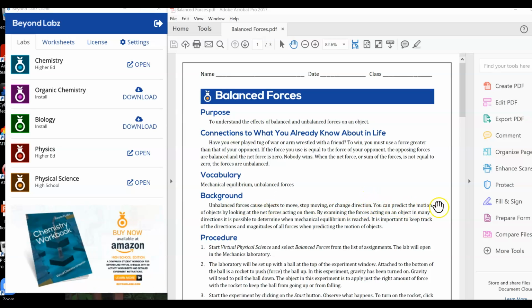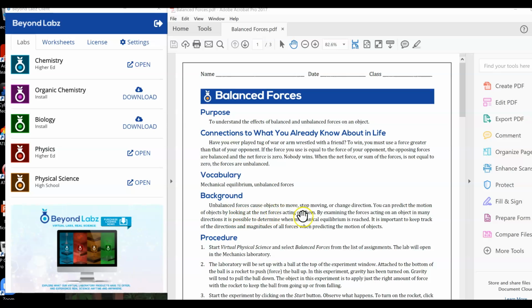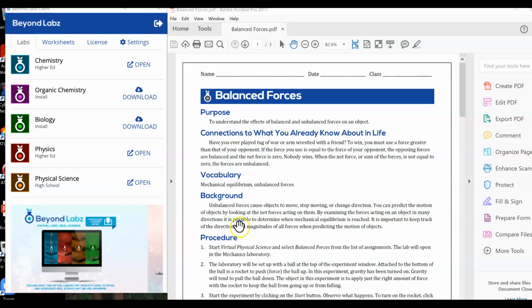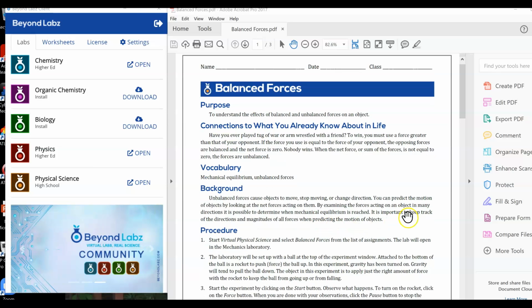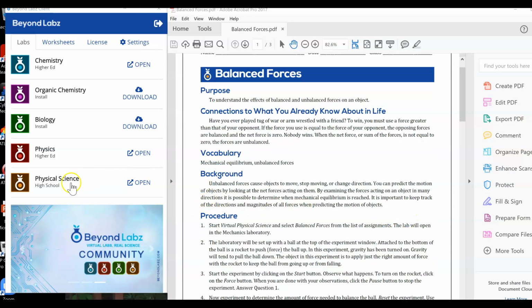You can predict the motion of objects by looking at the net force acting on them. And it is important to keep track of the directions and the magnitudes of all forces when predicting the motion of objects. Let's start our experiment.